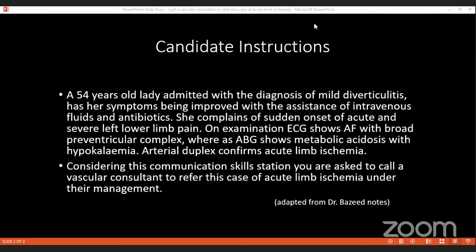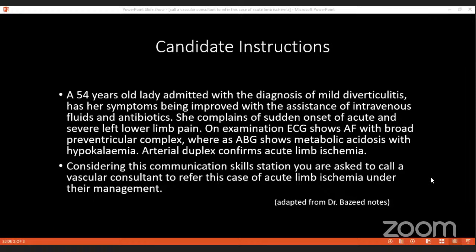Yes, good. Dr. Mohammed, what would you tell the family of the patient? How would you approach the family? What would you tell them? I will tell them that the patient has developed acute reduction of circulation in her lower limb, which needs urgent intervention, and we are going to transfer for vascular consultation.